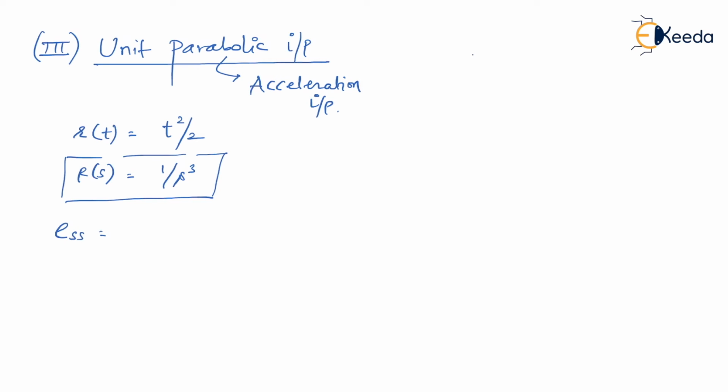Let us substitute in the ESS formula, which is ESS equal to limit s tends to 0, s into r of s whole divided by 1 plus g of s h of s. Let us substitute the value of r of s here.